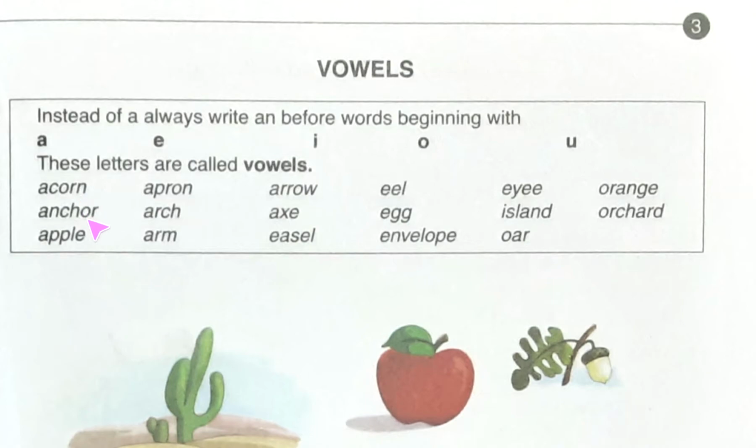See here, acorn, anchor, apple, apron, arch, arm, arrow, axe, easel, ill, egg, envelope, it will be only I, island, O, orange, and orchard. So, what have you found? We have found that we need to add an before the word which will start with vowels. Okay, let's do some exercises, then this topic will be clearer for you.